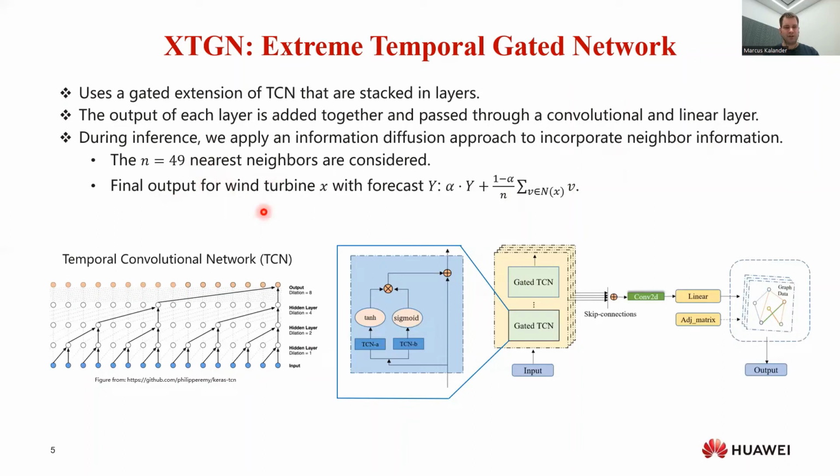And then for a wind turbine X with a forecast Y, the final forecast becomes alpha times Y plus 1 minus alpha times the average wind power of the neighbors. So this is the main idea for our XTGN model. And similar to the MD linear model, we consider the most recent 288 time points as the input.